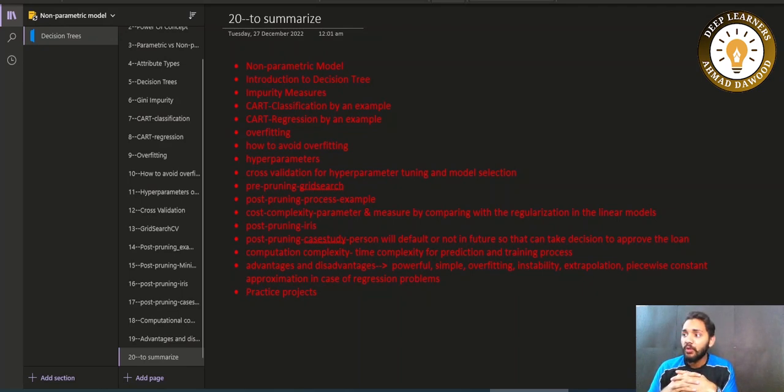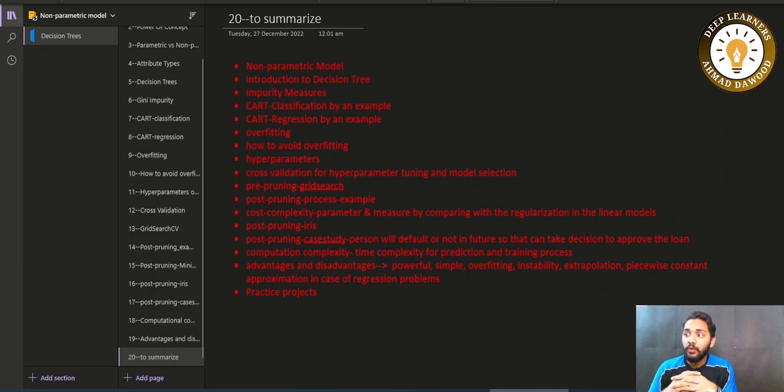Then we moved on to the case study that we had done in the case of logistic regression. The same case study I followed here, and we tried to do some pre-pruning, or to build a pre-pruned decision tree, on that particular data set.